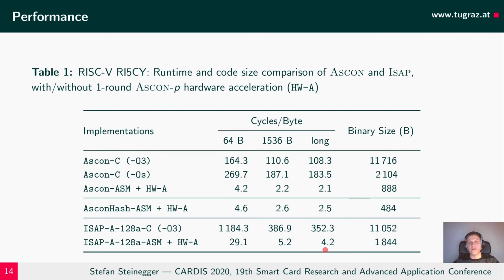And given that we have hardening against a range of implementation attacks, that makes it a quite competitive choice. Also, in terms of binary size, we could get Isap down to about 1,844 bytes, which is quite a bit lower than the 11,000 byte for the C binary size.